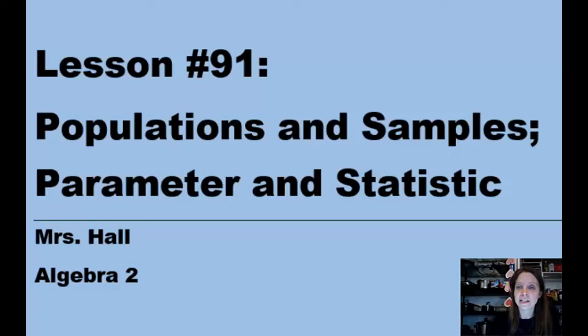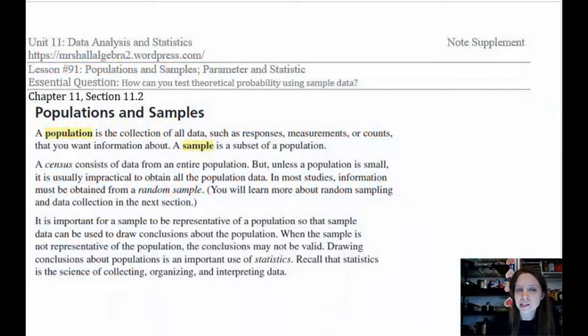Hi, I'm Miss Hall, and this is Lesson 91, Populations and Samples, Parameter and Statistic. We'll begin with populations and samples.